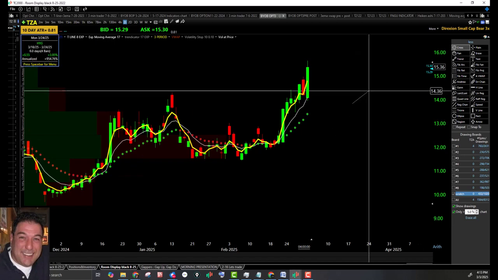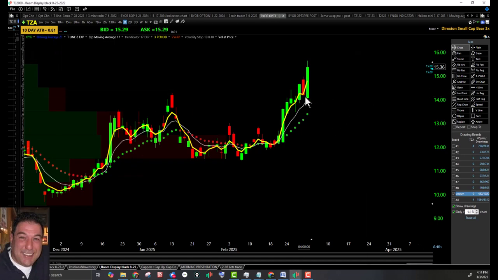TZA looks good. Just keep an eye on that. Make sure it doesn't fall below this red candle.